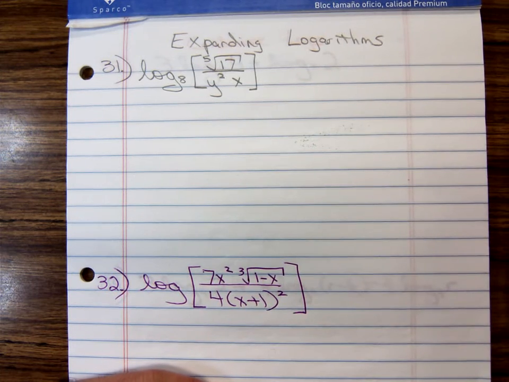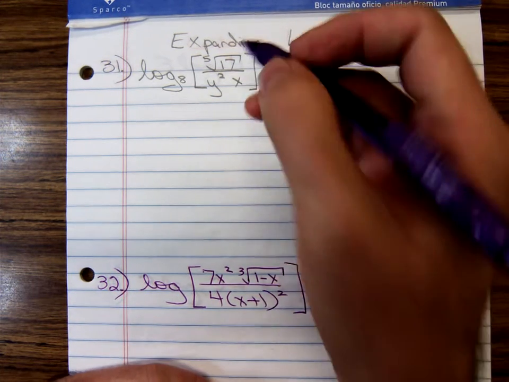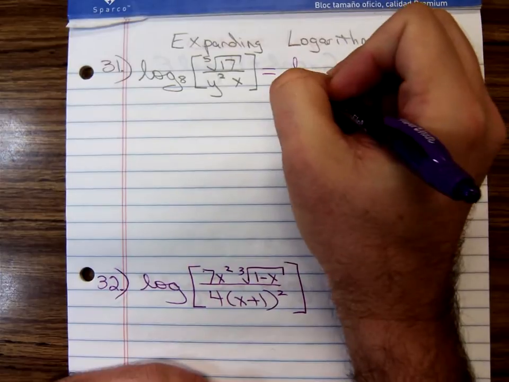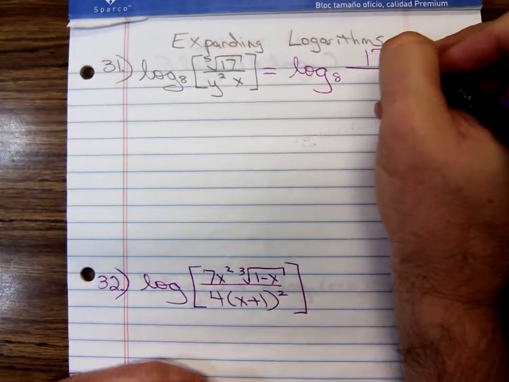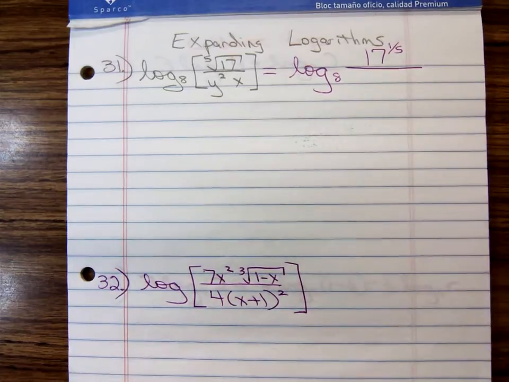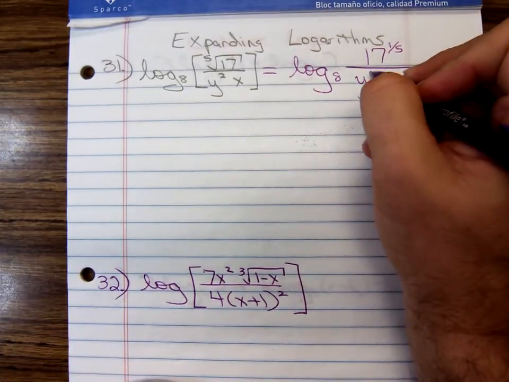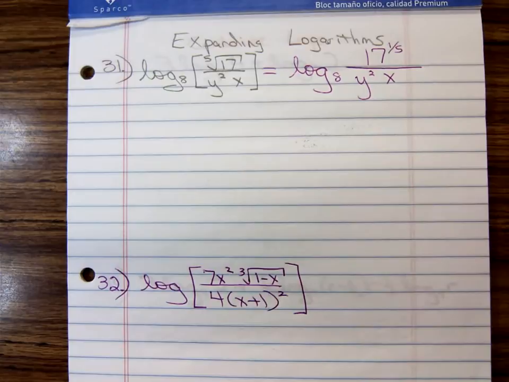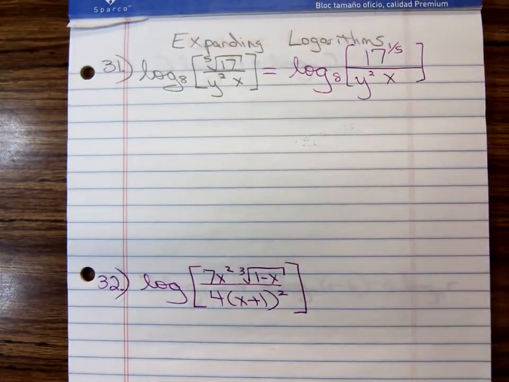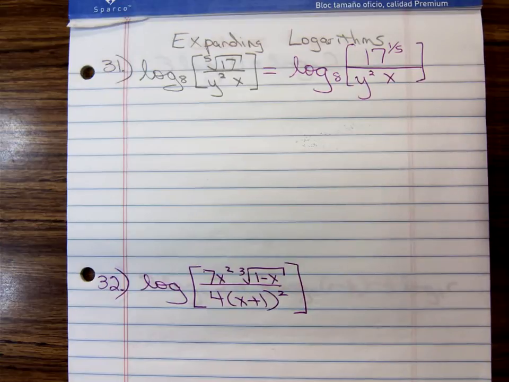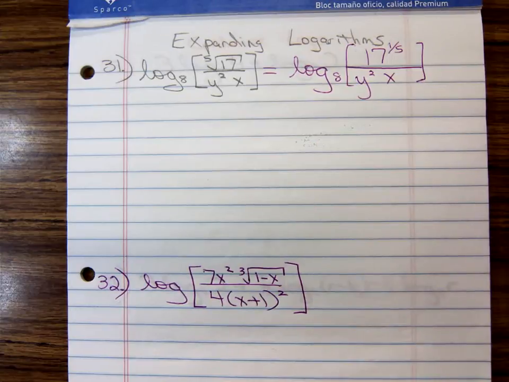So I think I was very consistent. When I was expanding logarithms, if I saw a radical, the first thing I would do is rewrite that as a rational exponent, 17 to the 1/5, all over y squared x. Once I've gotten there, we would combine those first three properties of logarithms in one single step using the product rule, quotient rule, and the power rule.